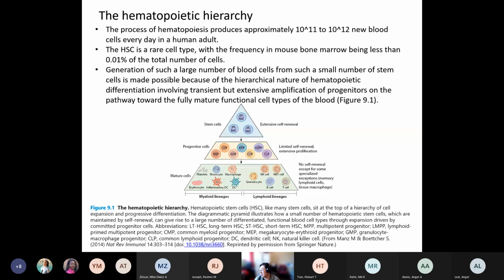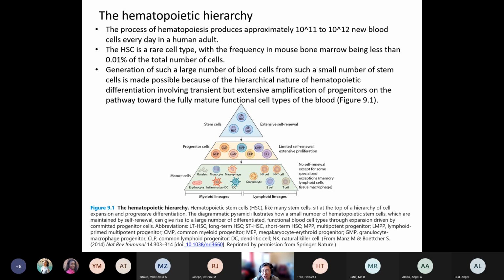So here I would like to give you an overview of the hierarchy of the hematopoietic system. But first of all, let's appreciate the power of the system. For each one of us, every day, we generate 10 to the power of 11 to 10 to the power of 12 cells from the bone marrow, from the hematopoietic system. That is powerful. Millions upon millions of cells are generated every day.